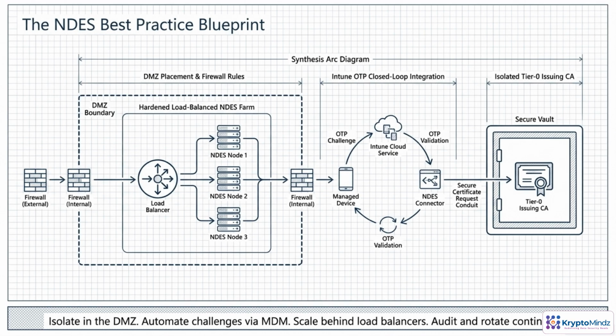This blueprint pulls together everything you've seen about secure NDES design. Think in layers. At the edge, you protect a fragile enrollment protocol with firewalls, DMZ isolation, and a hardened, load-balanced NDES farm, so scaling never means exposing your CA. In the middle, Intune and the device handle OTP challenges, so humans never touch shared secrets. At the core, the tier near the issuing CA stays locked away, reachable only through a tightly controlled conduit. Design, log, and automate each layer as if it's independently under attack.